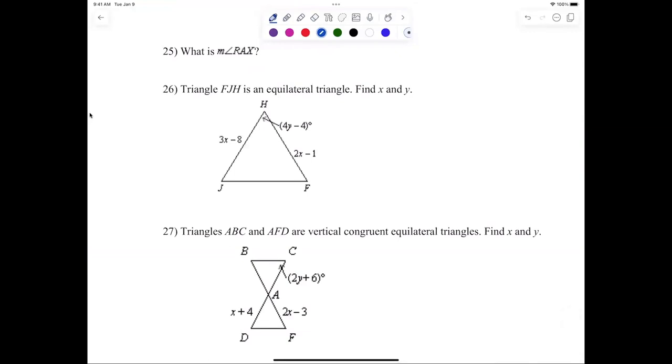All right, so if it's equilateral, then that means all the angles are what? Equal. So we can say 4y minus 4 equals what? 60. And so 4y equals, well, just tell me y equals what? 16.